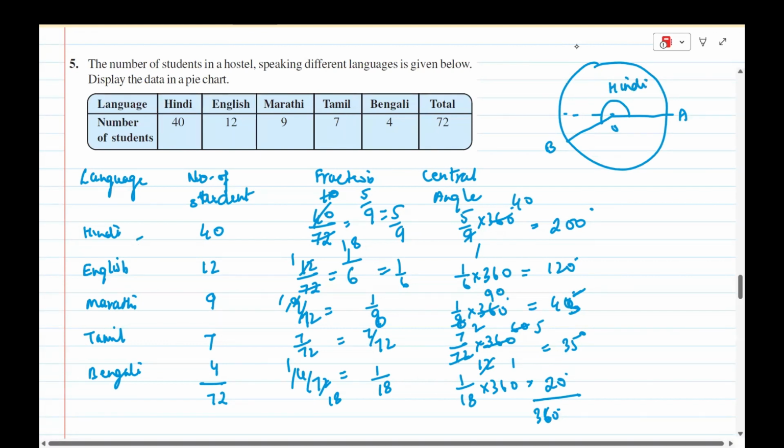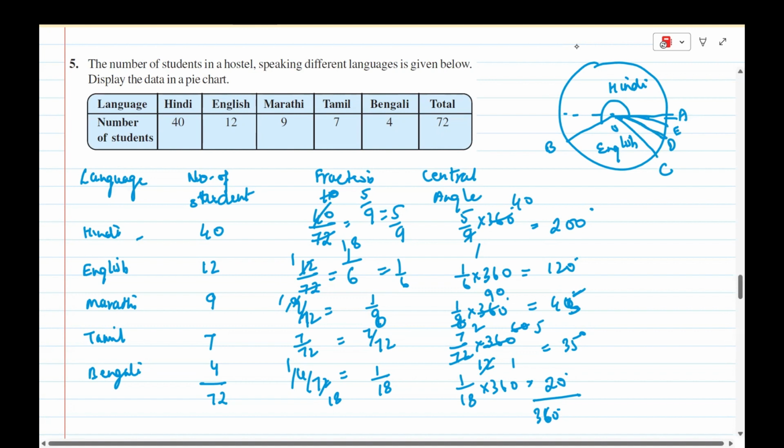Next one is 120. So 120 means what? Somewhere here. Suppose this is 120. See? And it is English. And then remaining 45, 35, and 20. So 45, then 35, then 20. We need to draw using the protractor. It will come correctly, right? So suppose this is D, this is E, correct?